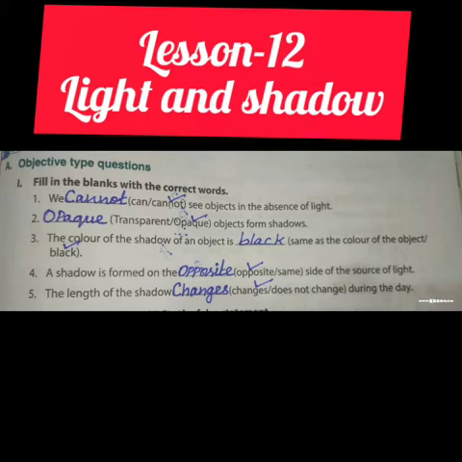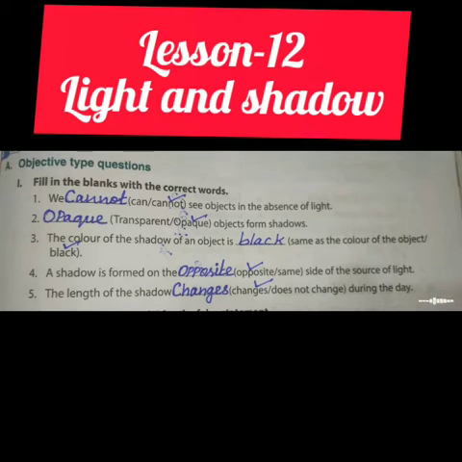First Roman, fill in the blanks with the correct words. First one, we dash see objects in the absence of light. Bracket, can or cannot. Answer is cannot. We cannot see objects in the absence of light.